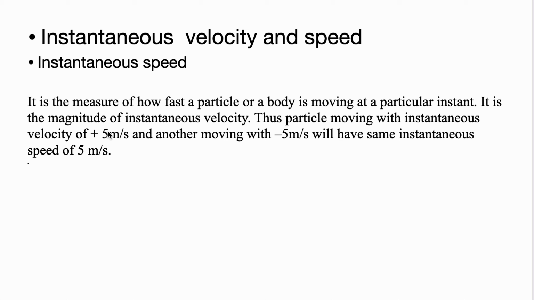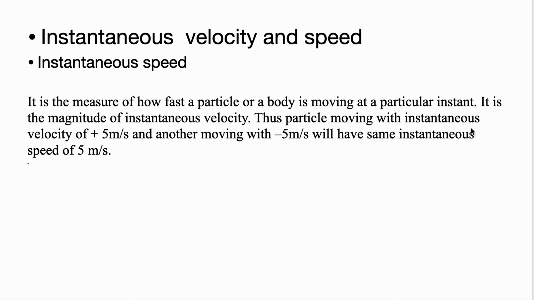This is the same thing where you will just ignore the direction, you'll only think about the speed, you'll only think about the magnitude. But don't get confused. If you throw a ball towards the top, no matter speed or velocity, both decrease because gravitation is acting downwards. So it is a measure of how fast a particle or a body is moving at a particular instant. It is the magnitude of instantaneous velocity.